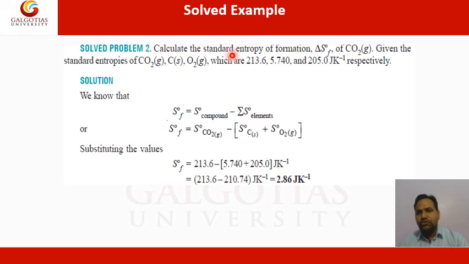Here is a solved example. Calculate the standard entropy of formation, delta S f, of CO2 gas, given the standard entropies of CO2 gas, carbon and oxygen gas, which are 2.13, 5.74 and 2.05 joule per Kelvin respectively. After putting these values in the equation, we get 2.86 joule per Kelvin. So this is a solved example of entropy change. Now move to the next slide.